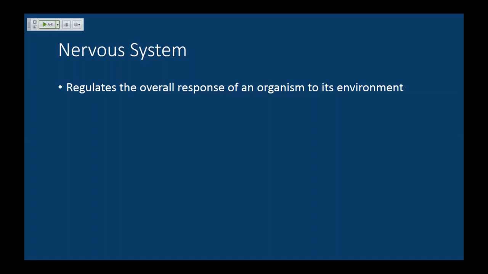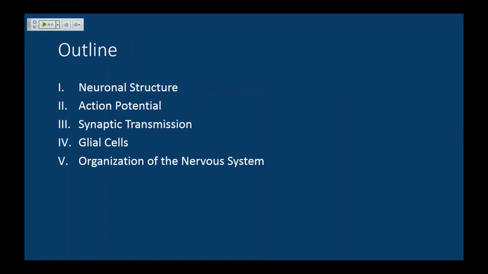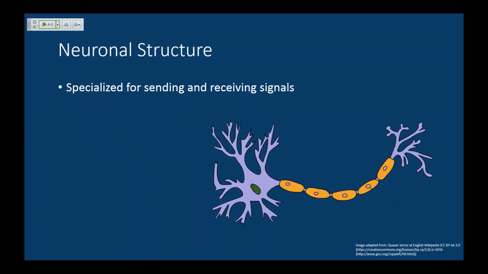So we're gonna start with the structural and the functional unit of the nervous system, which is the neuron. And then we'll move through the rest of the things, the function of the neuron being based on the action potential and synaptic transmission. We'll talk about the supporting cast of the glial cells, and then we'll build back up and talk about the overall organization of the nervous system.